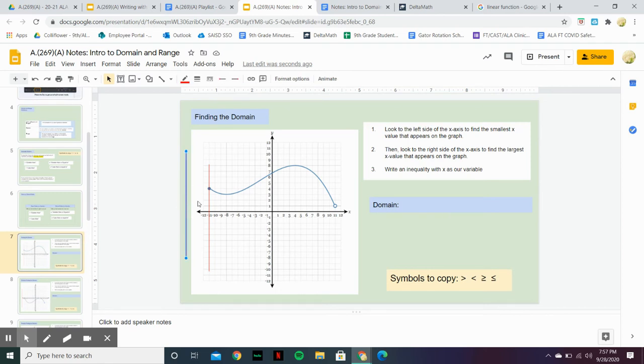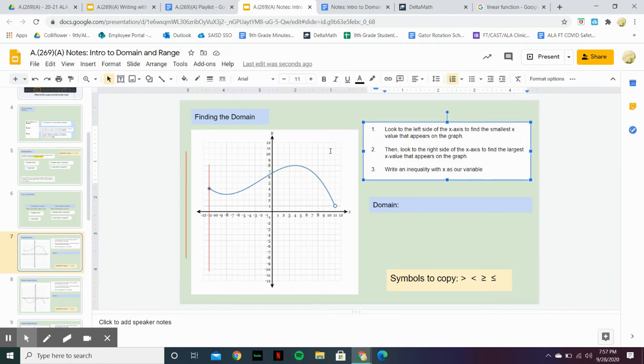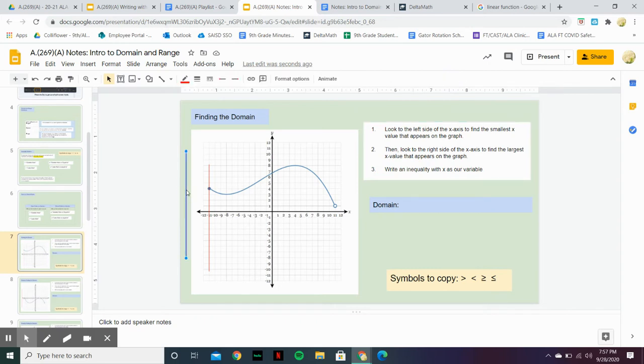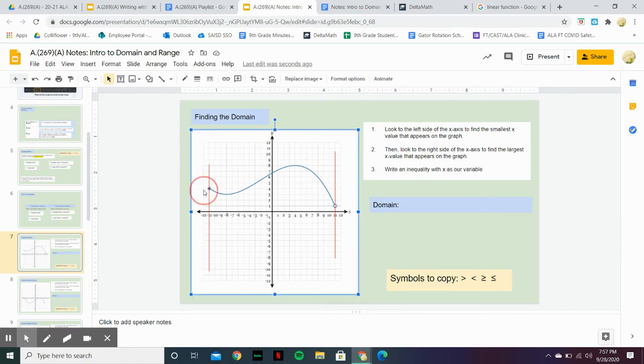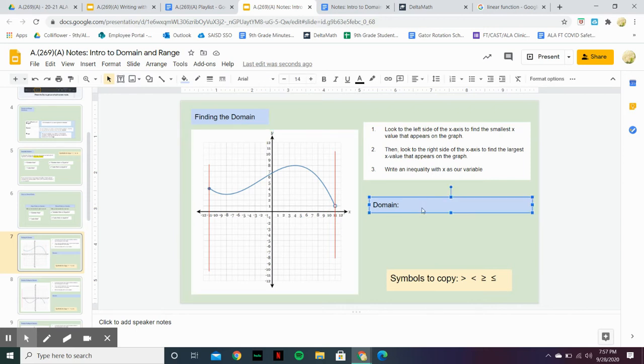The next thing we're going to do, step 2, is to look on the right side of our graph to find the largest x value that appears on our graph. So I'm going to take my red line, move it all the way over here, and it looks like it lands on 11. Now again, I want to make a point of saying that on the left side, we see a closed circle on -11, whereas on the right side, we see an open circle on +11.